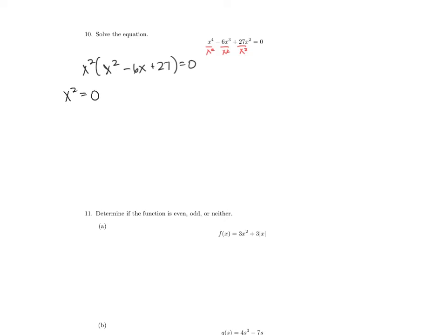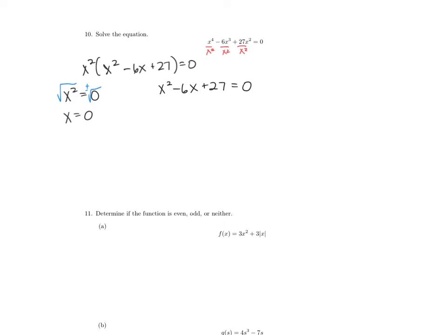If I do the square root of both sides, there is no plus or minus 0, so the answer here would just be 0. Okay? Then I also have to solve x squared minus 6x plus 27 equals 0. We're going to do the quadratic formula here.